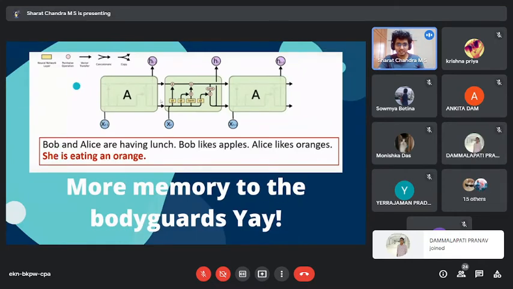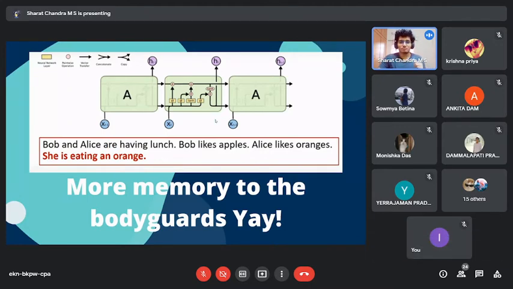So you can see here, what does this do? What this does is it gives more memory to your bodyguards, so they can remember more stuff and probably operate efficiently. Bob and Alice are having lunch. Bob likes apples and Alice likes oranges. She is eating an orange. This has been predicted by the neural machine translation. So even though the sentence was very long, it knew it had to forget Bob exists while predicting what Alice likes to eat. So I hope I was clear there.